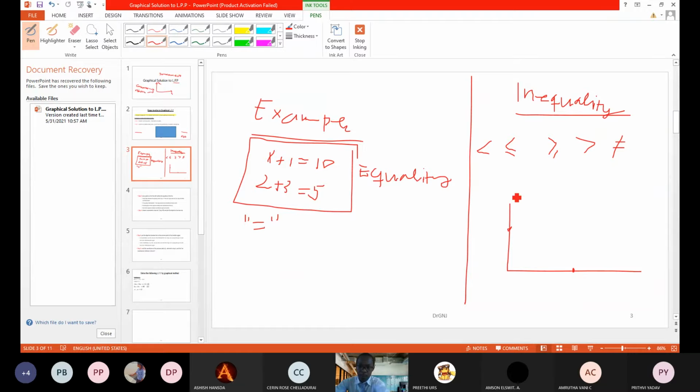This will be x2, this will be x1. Let's say the first constraint will be like this line. That's the second step.